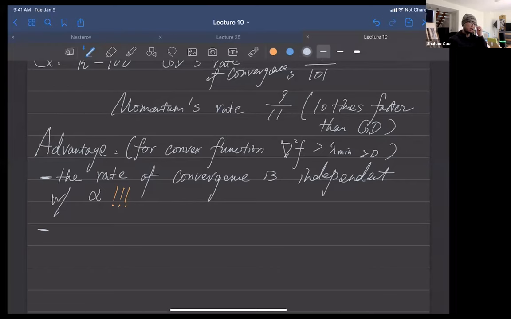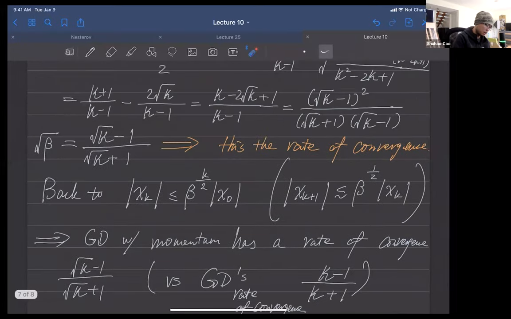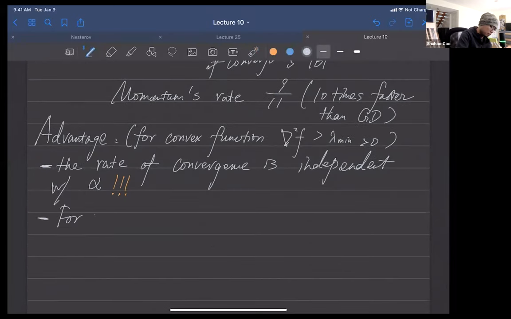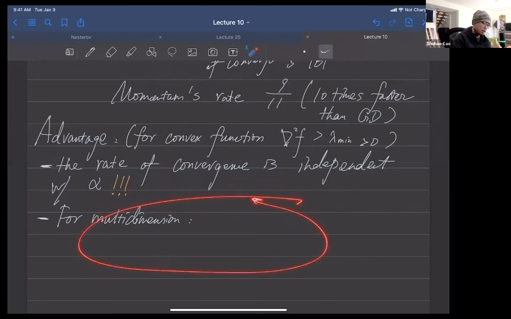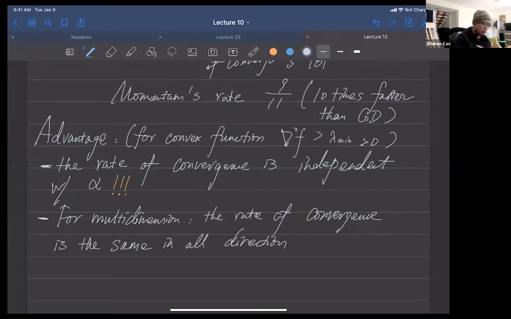The second advantage is, from the analysis, because of this lambda min and lambda max we introduced, even though our analysis is 1D, it actually generalizes to multi-dimensional problems. The rate of convergence is the same in all directions. So we will not encounter this: for example, with this ellipse, if we apply GD, we'll go here, here, here, here. If we apply momentum, we'll likely go something like that. So for multi-dimension, the rate of convergence is the same in all directions, and let's use that elliptical problem as an example.